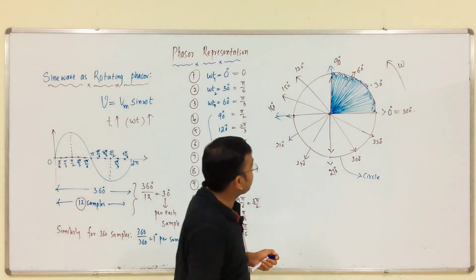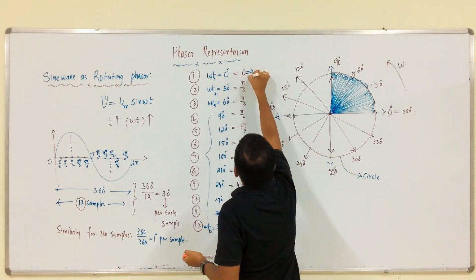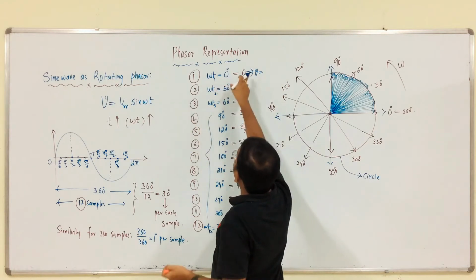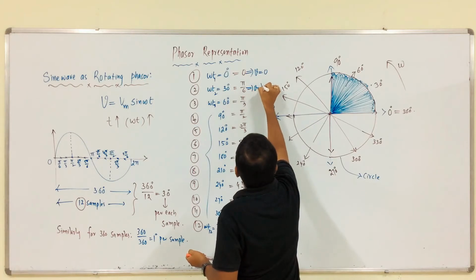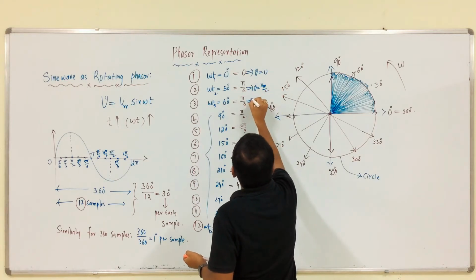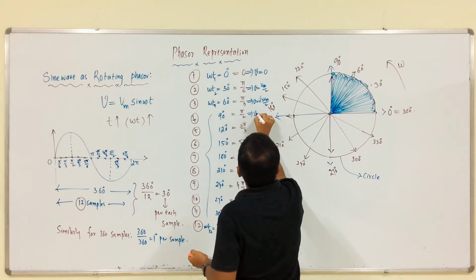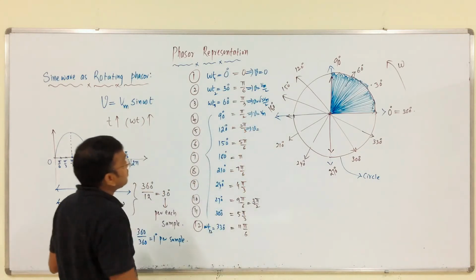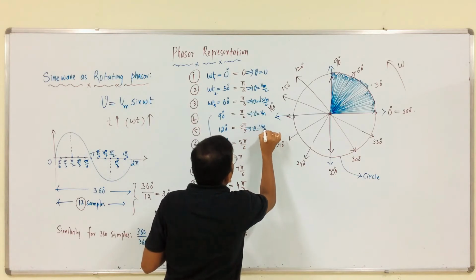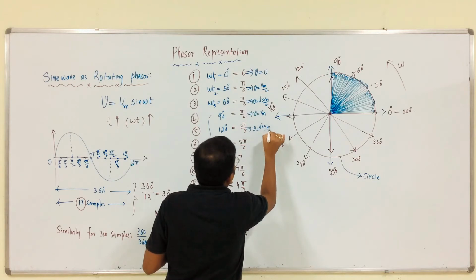Okay. Then, what is the value of V? When it is 0, V is 0, right. At this instant, this is nothing but Vm by 2. At this instant, V is equal to root 3 Vm by 2. At this instant, V is equal to Vm, right. At this instant, V is again root 3 Vm by 2.